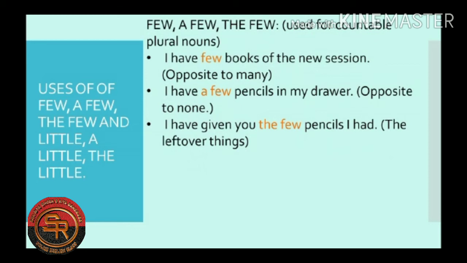Opposite to uncountable singular nouns. Remember that? So, I have few books of the new session. I have written in the bracket that it is opposite to many. That means I have not many books. I have few books. The number is very few.